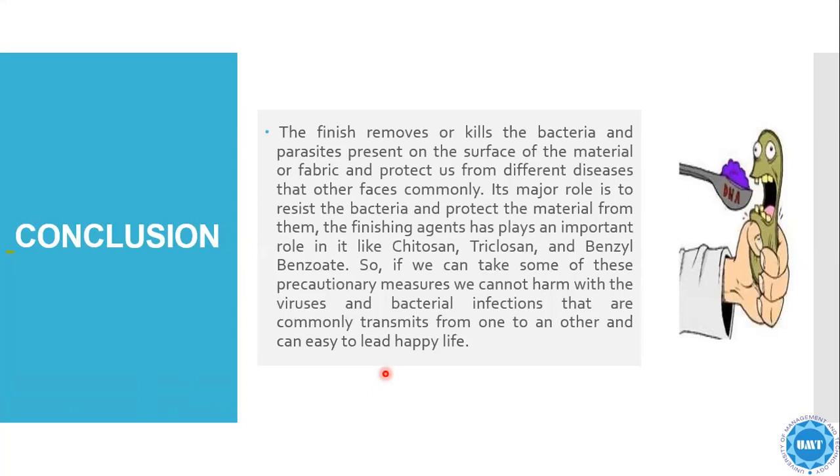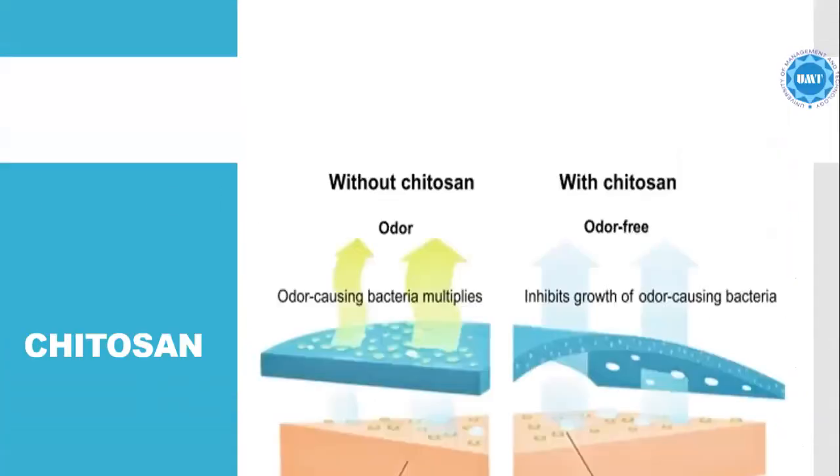So, in conclusion, the finish removes or kills the bacteria and parasites present on the surface of the fabrics and protects us from the different diseases that are commonly faced. Its major role is to resist the bacteria and protect the material from them. The finishing agents also play a very important role, such as triclosan and benzyl benzoate. If we take some of these precautionary measures, we can avoid harm from the viruses and bacterial infections that are commonly transmitted from one person to another, and lead a happy life.